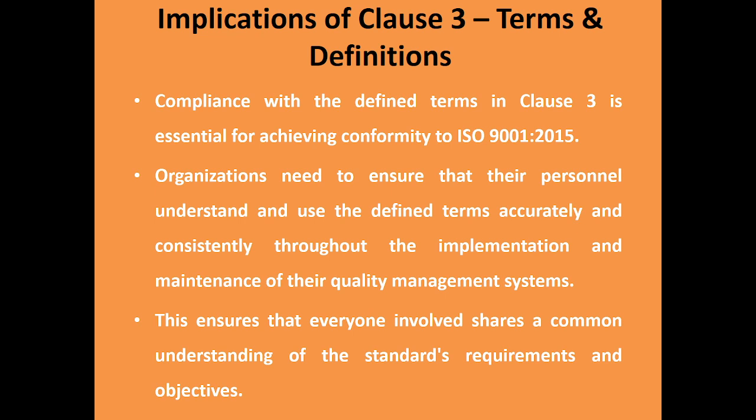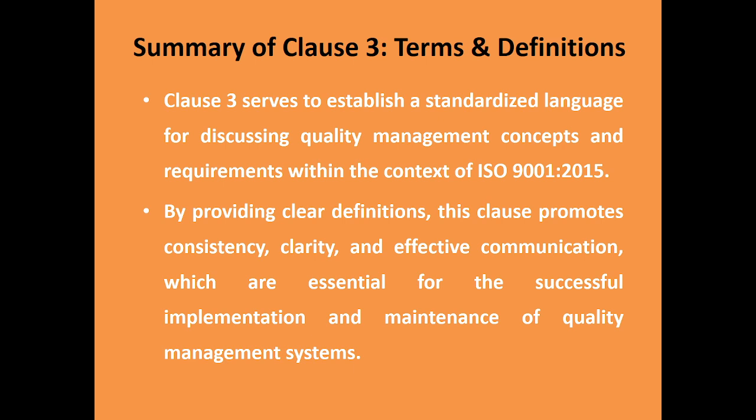What are the implications of clause 3? Now, compliance with the defined terms in clause 3 is essential for achieving conformity to ISO 9001:2015. Now, organizations need to ensure that their personnel understand and use the defined terminologies accurately and consistently throughout the implementation and maintenance of their quality management system. Now, this ensures that everyone involved shares a common understanding of the standards requirements and objectives.